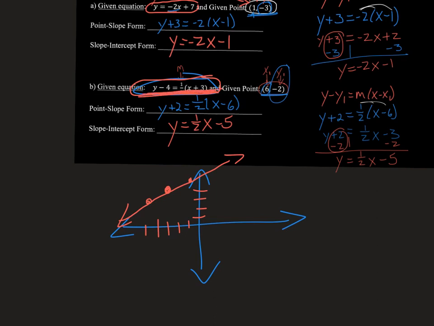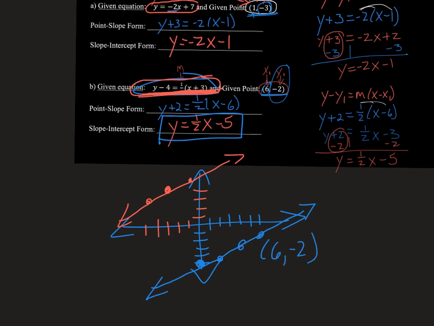And then if I look to graph this one here in blue, this one has a y-intercept of negative 5. So I would have a point down here, and it has equivalent slope. So it would be running parallel, and it would include the point 6, negative 2, right there. Parallel, equivalent slopes, different y-intercepts.